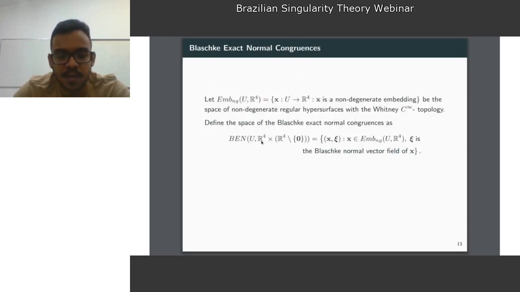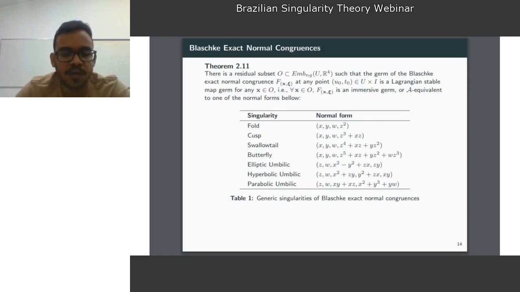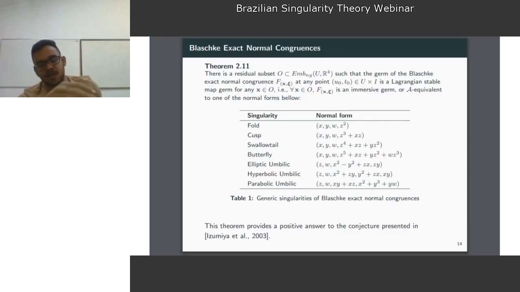But this is enough to give an answer to the conjecture predicted by Izumi, Asagi, and Takeuchi. With this theorem, we provide a positive answer to the conjecture. So in fact, the singularities of Blaschke exact normal congruences are generically Lagrangian stable singularities.